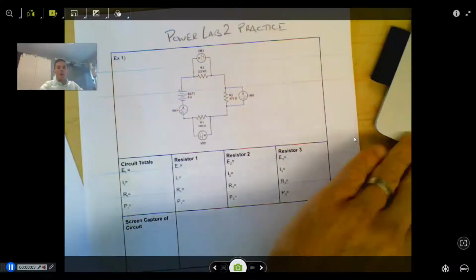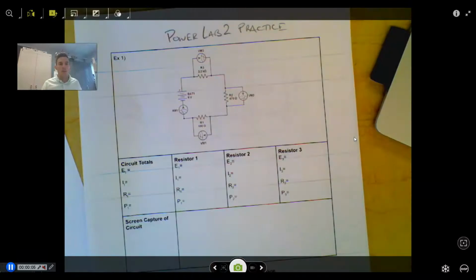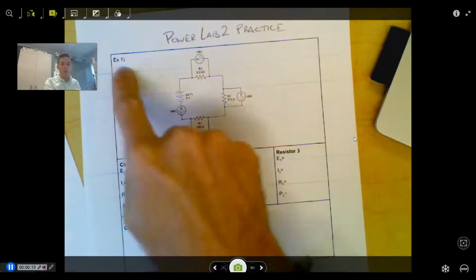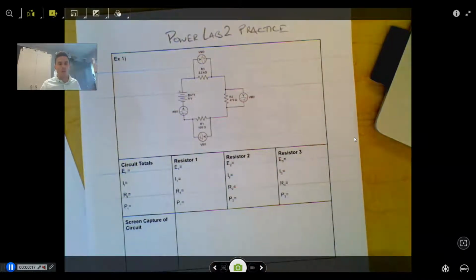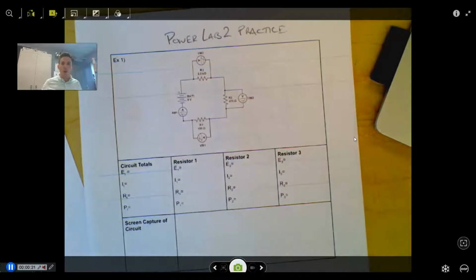Hey, what's up, everybody? We're going to be talking about Power Lab 2 practice today. I'm going to do this in two separate parts. This first part is going to be an example one, the series example, and then I'll do a second part on the parallel example.